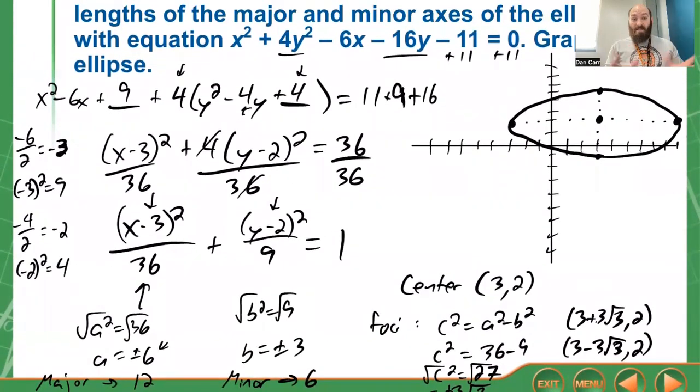All right, that's it for ellipses. It's a lot to do with this, but it's a lot of graphing, a lot of understanding, and we still actually get to do completing the square. So it's a lot of fun with that kind of algebra.